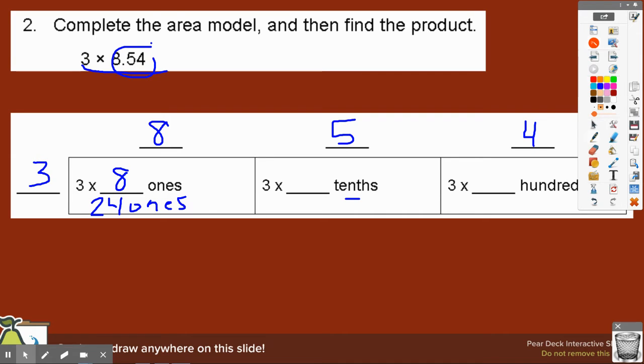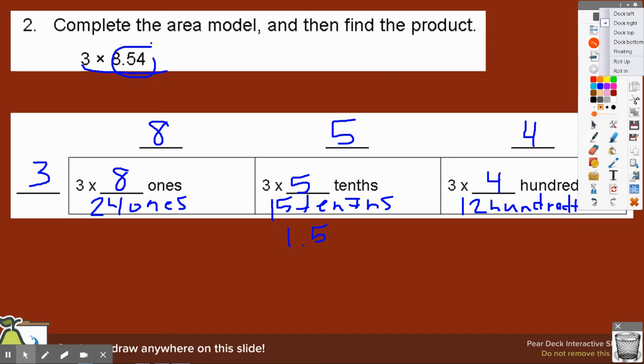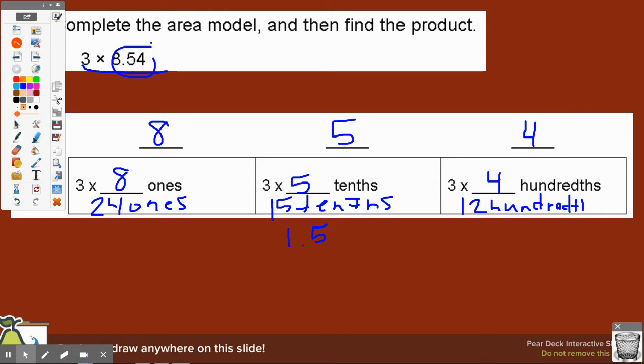Then we're going to go to our next one, which would be 3 times 5/10, which would end up being 15/10. And 15/10 can be written as 1 and 5/10. Then over here, I'm going to take 3 times 4 hundredths, which would give me 12 hundredths. And that would look like this.